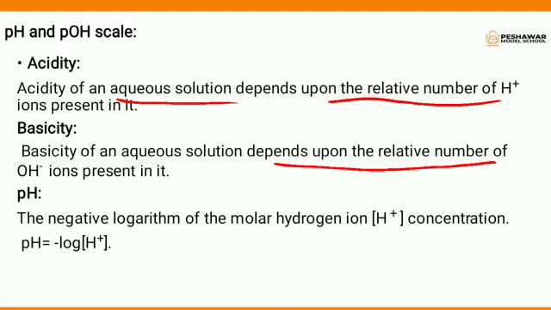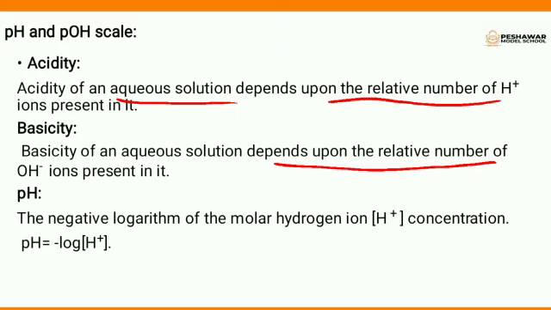If you dissolve an acid in an aqueous medium, for example in water, it dissociates and gives you hydrogen ions. If there are more hydrogen ions present, it means your solution is strongly acidic. If there are more hydroxyl ions present, it means it is a strongly basic solution.